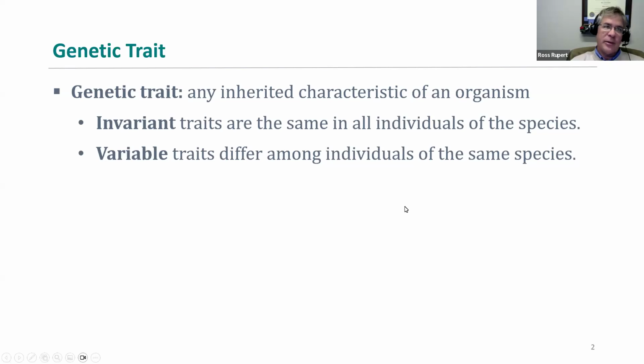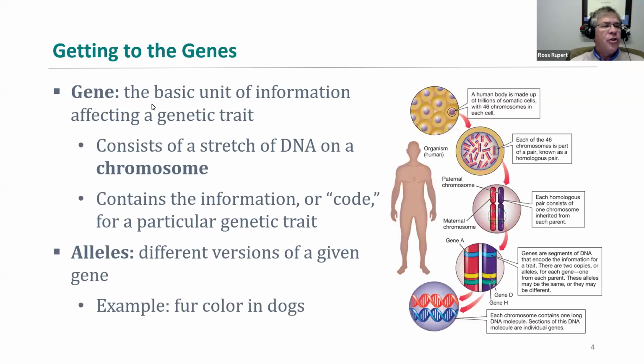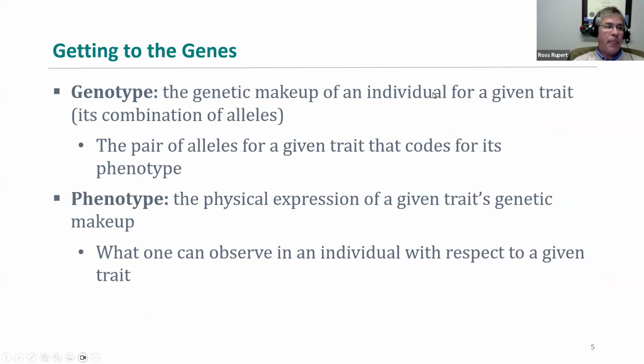A genetic trait is a characteristic that you can inherit. There are physical traits, there are biochemical traits, and there are complex traits that are behavioral, like a dog's shyness. The gene is the basic unit of information affecting a genetic trait. Now, one gene is one polypeptide, one gene is one protein, but it's also one trait many times, but not in all cases. A chromosome contains many genes, and that gene is the code for a single trait.